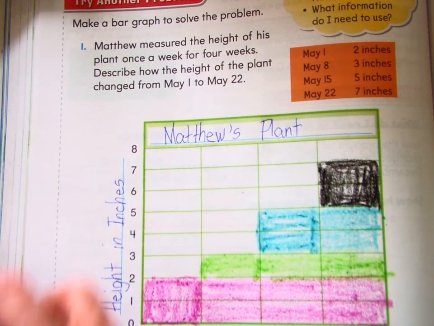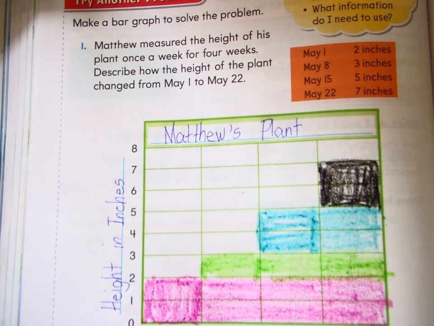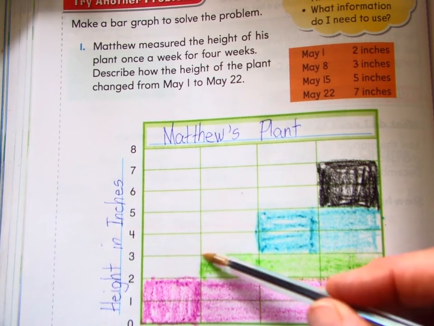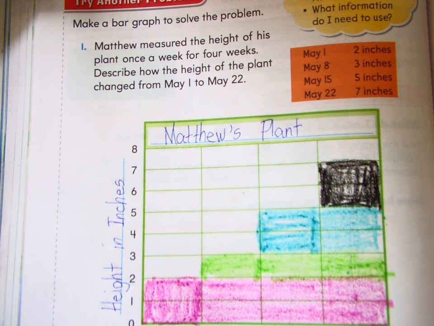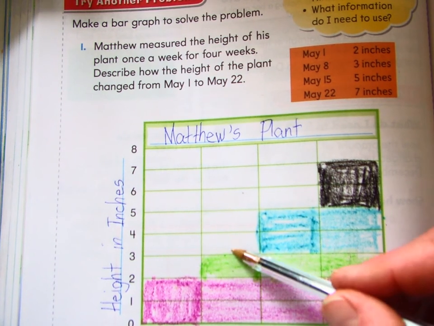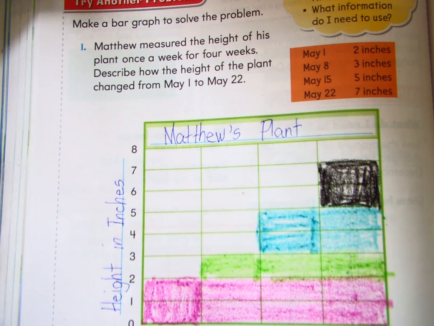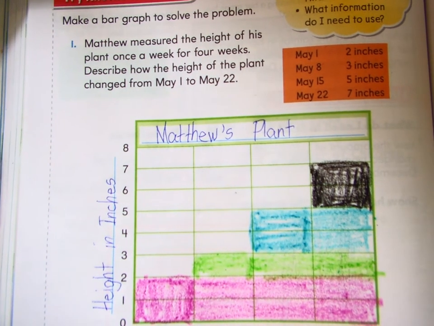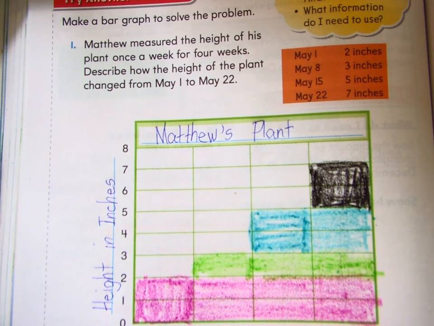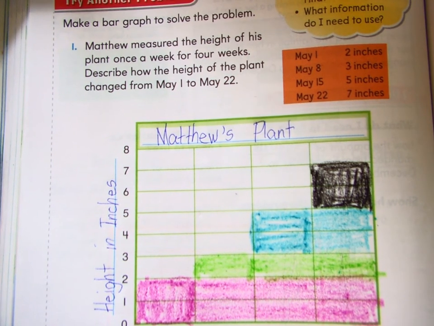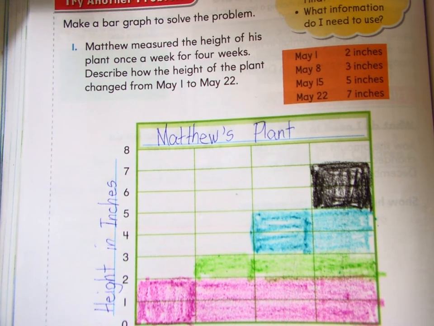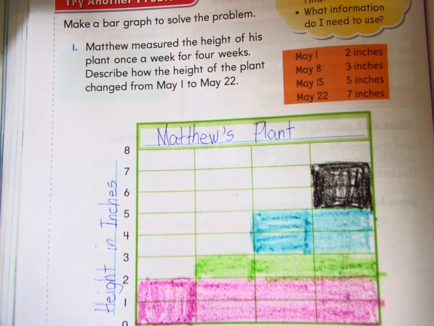Okay? So what can we say about the height of the plant? First it was here, then it was here, then it was here, then it was here. What happened to the height of the plant? Was it getting bigger or smaller? Bigger. And what word do we use? The height of the plant increased. That means the plant grew every week. This is a 3rd grade word, increased.